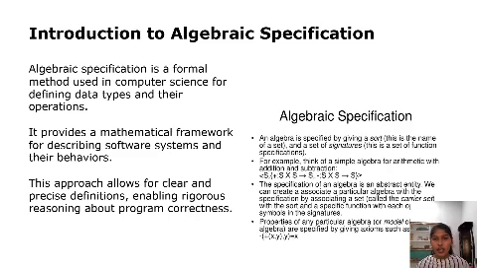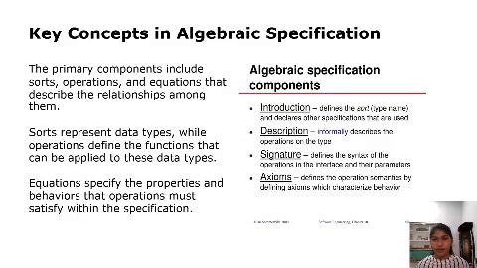An algebraic specification is given by a sort, meaning the name of a set, and a set of signatures, here with an example, and the properties are present over there.